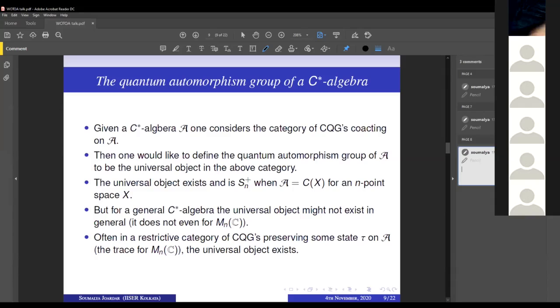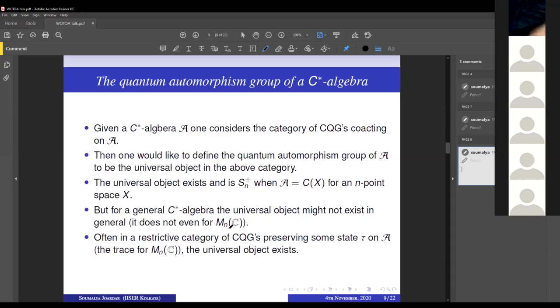Okay, fine. And the next question is, what do you do in that situation when the universal object might not exist? And indeed, it doesn't exist. Even if you take your C*-algebra to be M_n(C), then if you consider the category of compact quantum groups coacting on M_n(C), then indeed, the universal object doesn't exist. Okay. So what do we do?